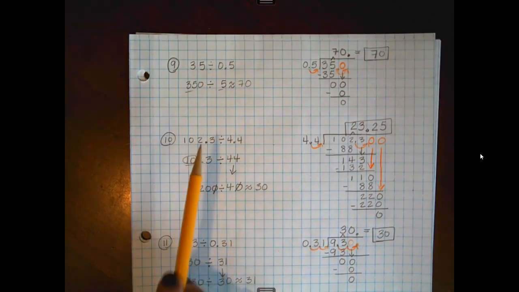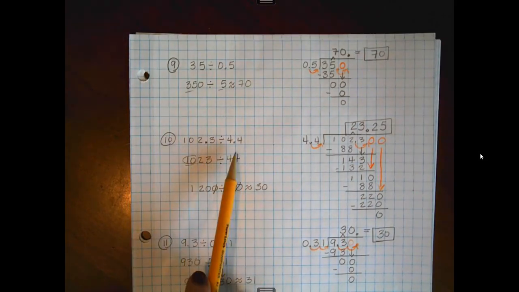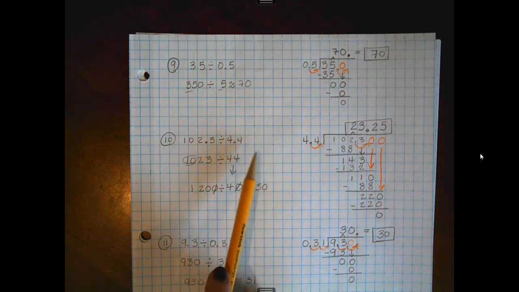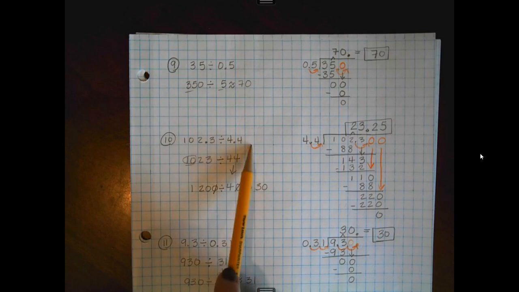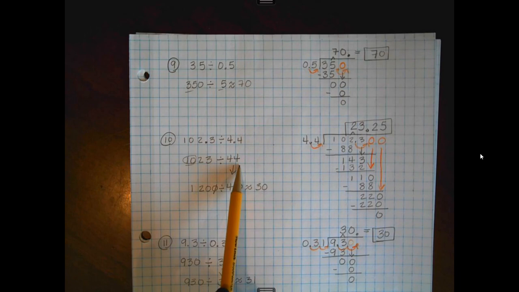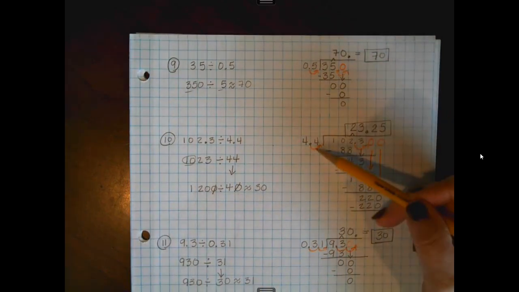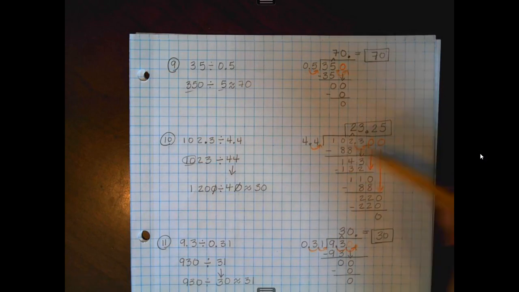Number 10, we're dividing 102 3/10 by 4 4/10. When I multiply the two numbers, the divisor by 10 to the first power and the dividend, I get 1,023 divided by 44. I'm going to use the compatible numbers 40 and 1,200 to get a quick estimate of 30. When I went over, I multiplied the divisor by 10 to the first power. When I did that with the dividend, I moved the decimal one place to the right, pop it up.